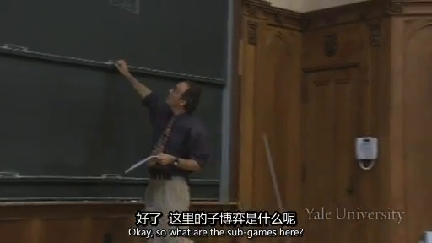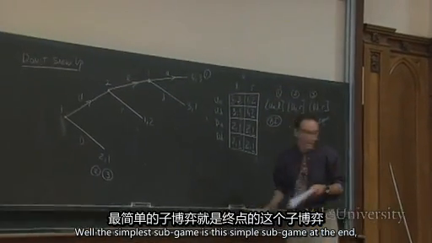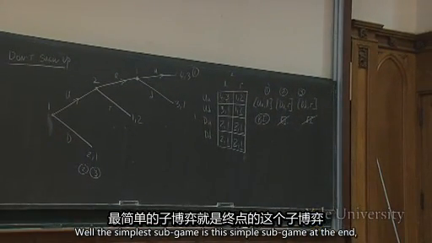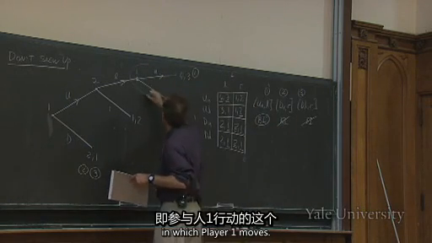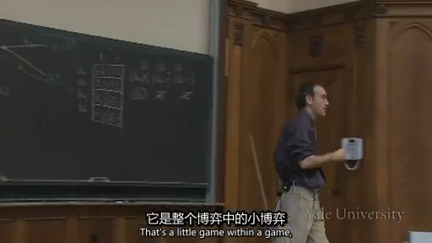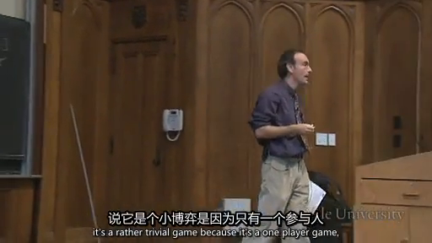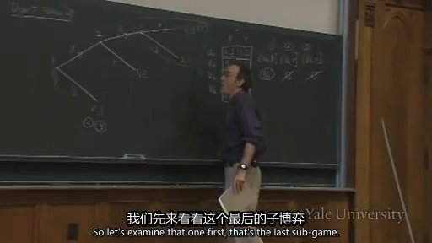Okay, so what are the subgames here? Well, the simplest subgame is this simple subgame at the end, in which player 1 moves. All right, that's a very obvious subgame. That's a little game within a game. It's a rather trivial game because it's a one-player game, but it is a game. So let's examine that one first. That's the last subgame.